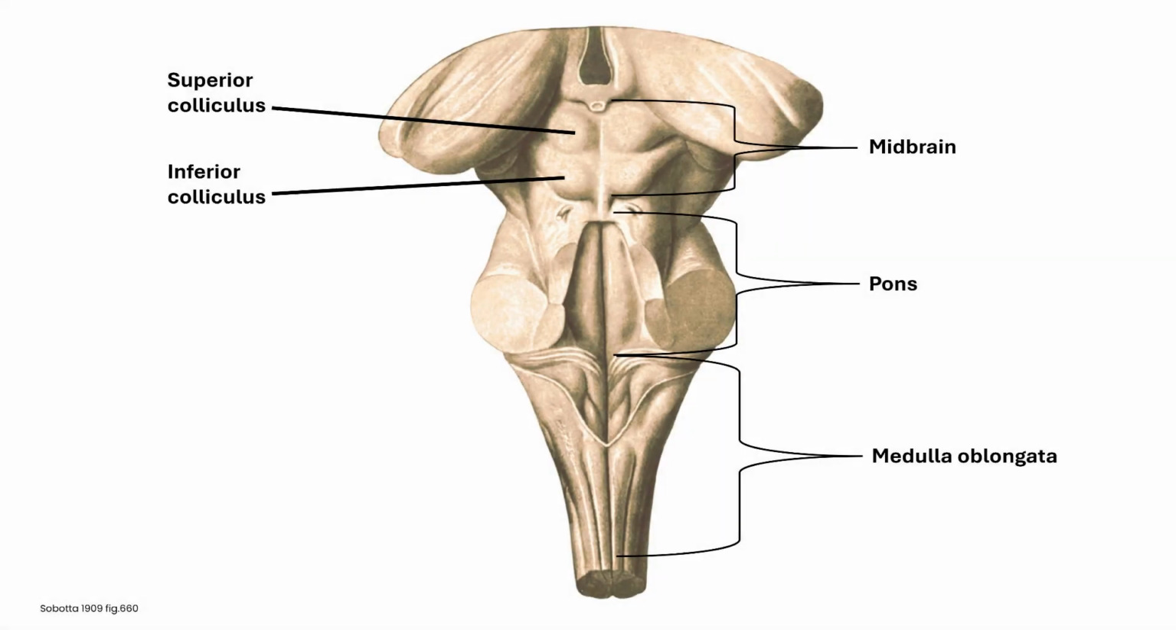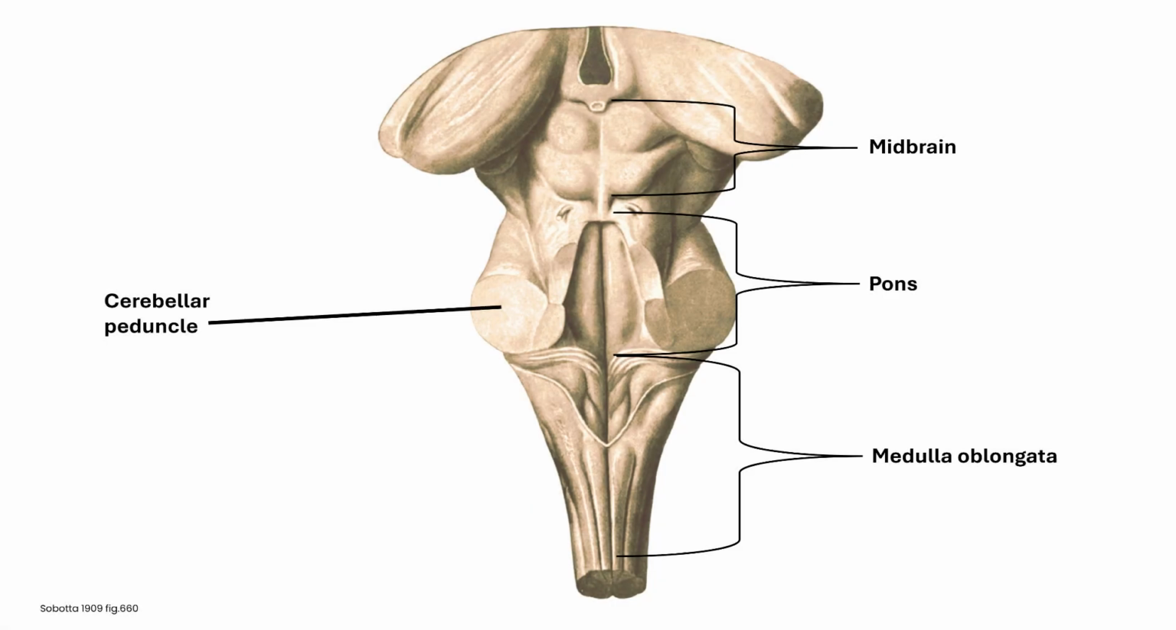Here we see a posterior view of the brain with the cerebellum removed to show the brain stem. The superior colliculus is a structure on the posterior of the midbrain that coordinates visual reflexes, for example, turning your head toward a sudden flash of light. The inferior colliculus manages auditory reflexes, such as reacting to a loud sound. The pons serves as a bridge between the cerebrum and cerebellum. The cerebellar peduncles pass through here, connecting the two regions to coordinate movement.